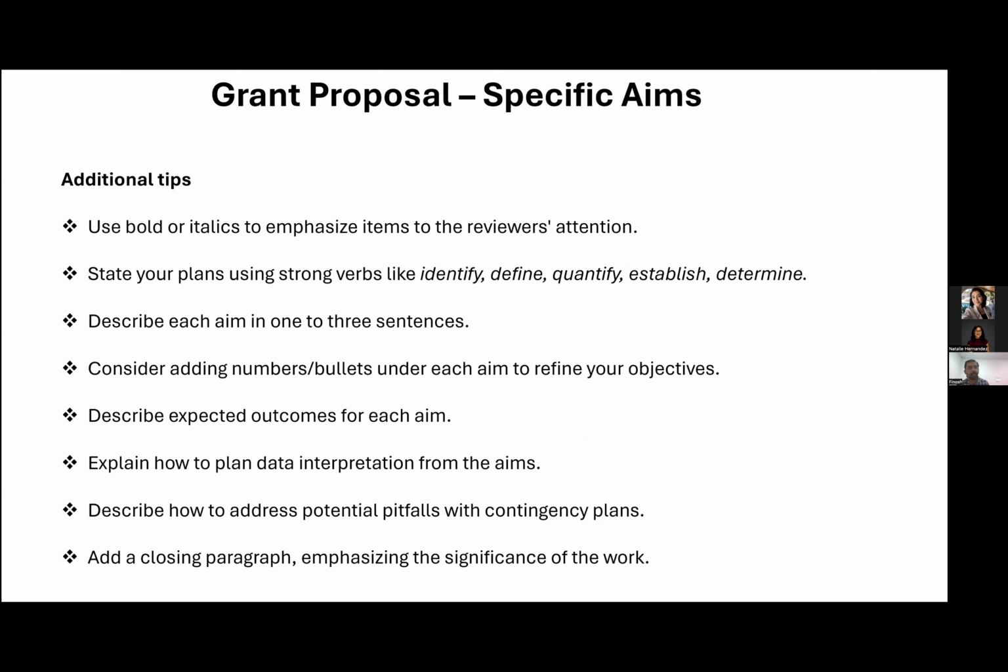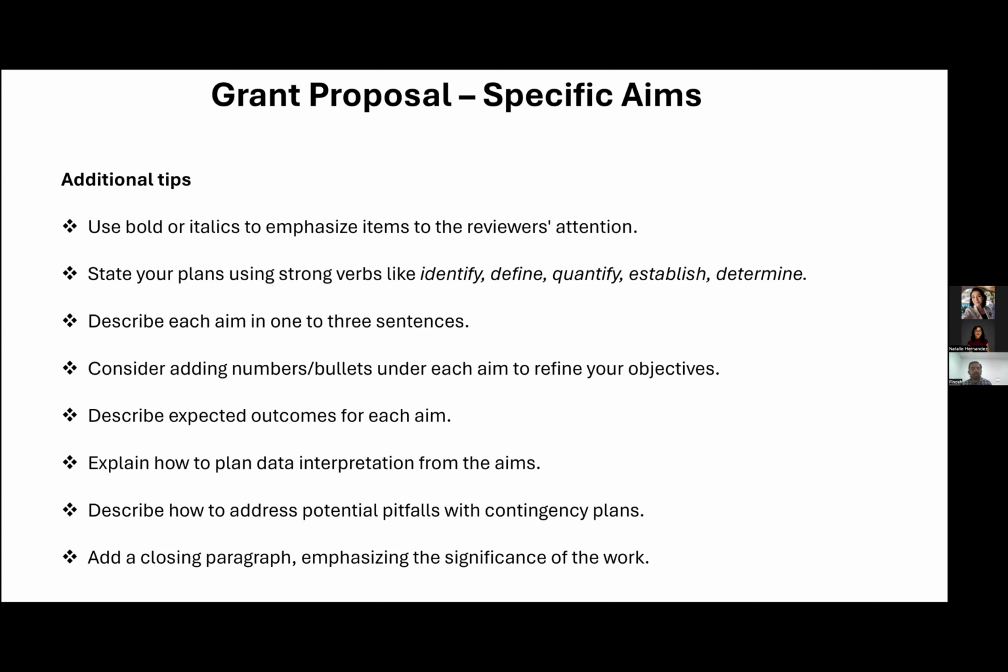Like that, use those types of wordings that will give more emphasis on your research aims. Okay. In the specific aims page, describe each aim in 1 to 3 sentences. Okay, 1 to 3 sentences. Don't write too much over there because we have only a 1 page limit. Okay. You can consider adding numbers or bullet points to define your objectives. All these things will draw the attention of your reviewer.